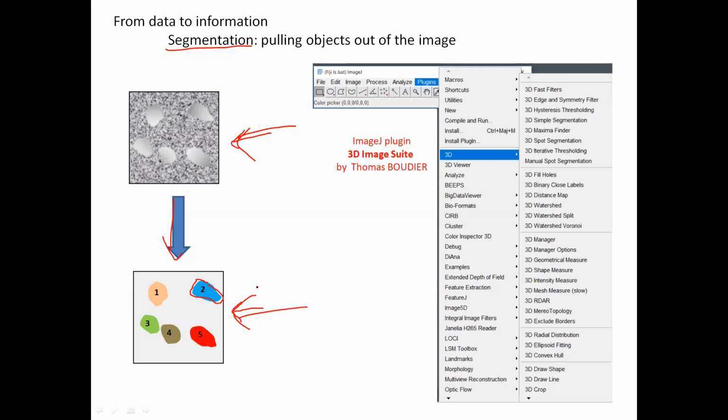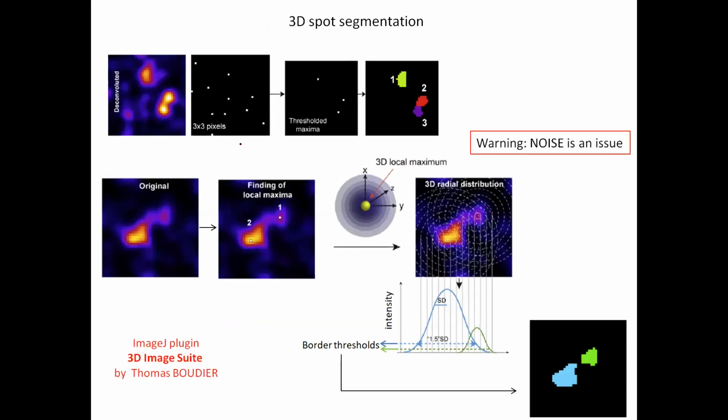Segmentation is obviously the most tricky thing, and I propose that together we do one segmentation step by step, and for this we will use different functions from the 3D plugin. I will first tell you the principle of the segmentation we will do, and then we will do it with an example image.